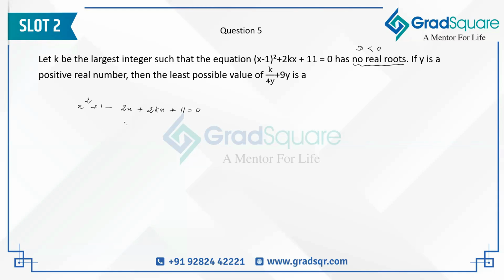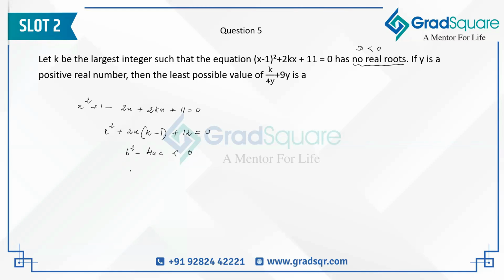Okay, so let's put this into a proper quadratic equation format. So this is going to be x square here, and then I get plus 2x, so k minus 1 plus 12 is equal to 0. So the determinant has to be b square minus 4ac, and that should be less than 0. This is the criteria for no real roots.